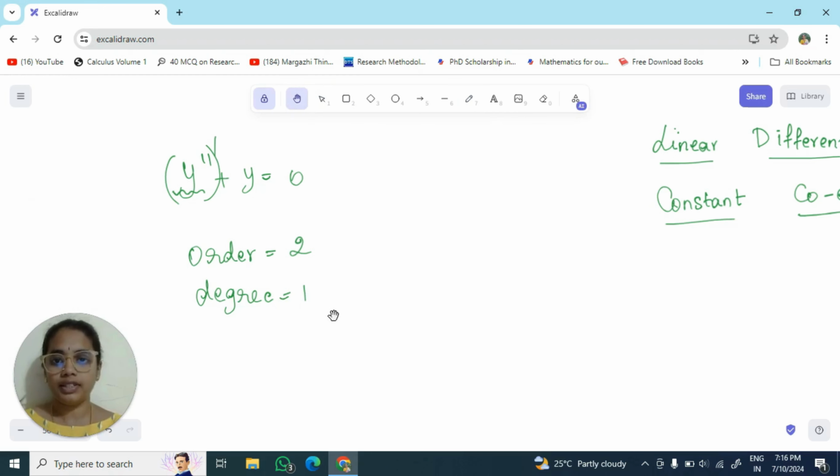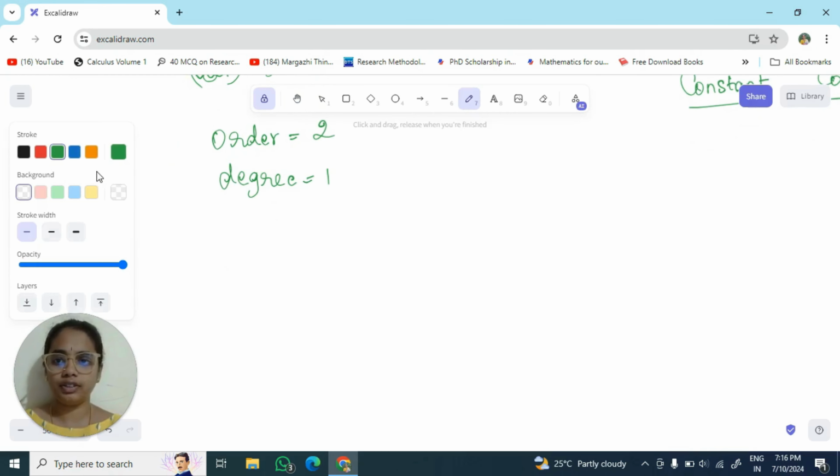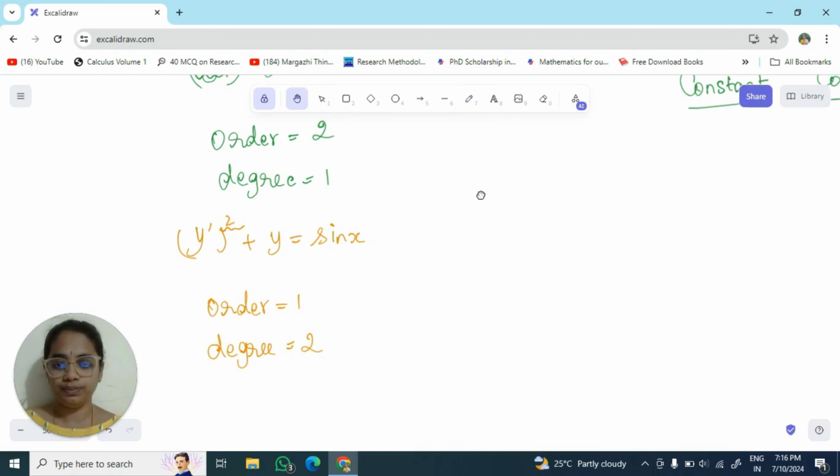Say for example, I have another equation, y dash the whole square plus y is equal to sine x. Clearly the highest derivative is dy by dx, that is y dash. So the order over here would be 1 and the degree is clearly 2, since it is y dash square.